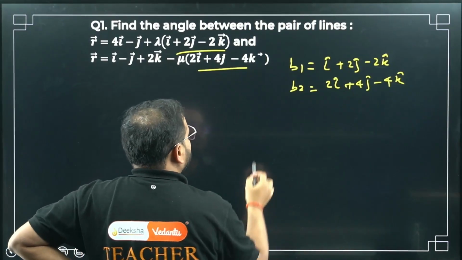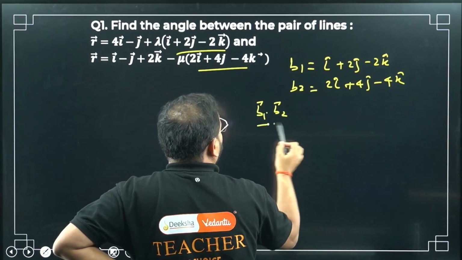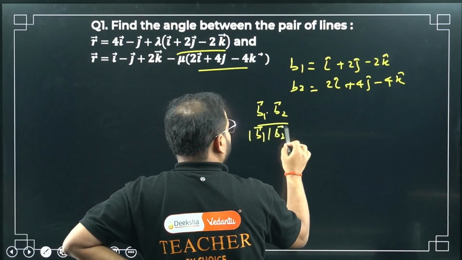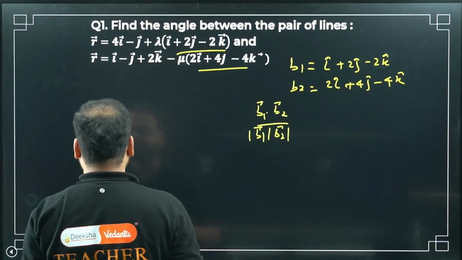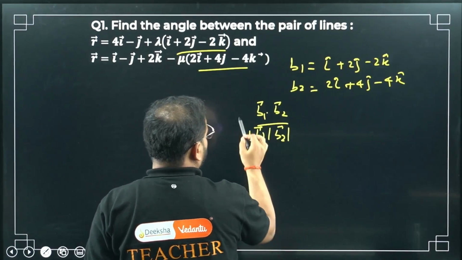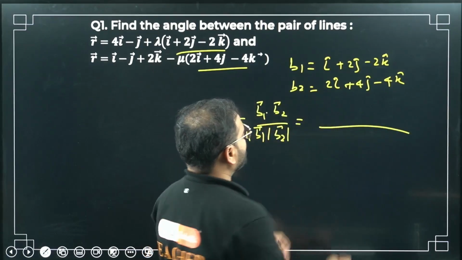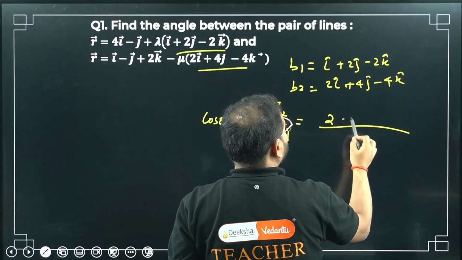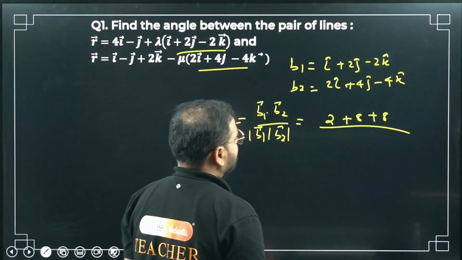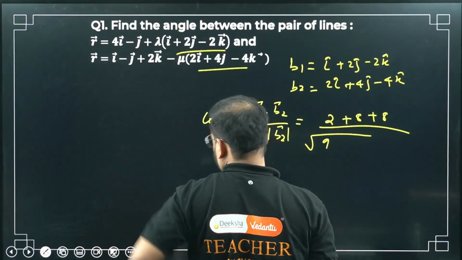We know that for this to be true, we have to find b1 dot b2 upon mod of b1 into mod of b2. Remember this cos theta formula? Have a look. 1 into 2, so 2. 4 into 2, so 8. And minus 2 into minus 4, so again 8. In the moduli, I'm getting 1 plus 4 plus 4, so 9.